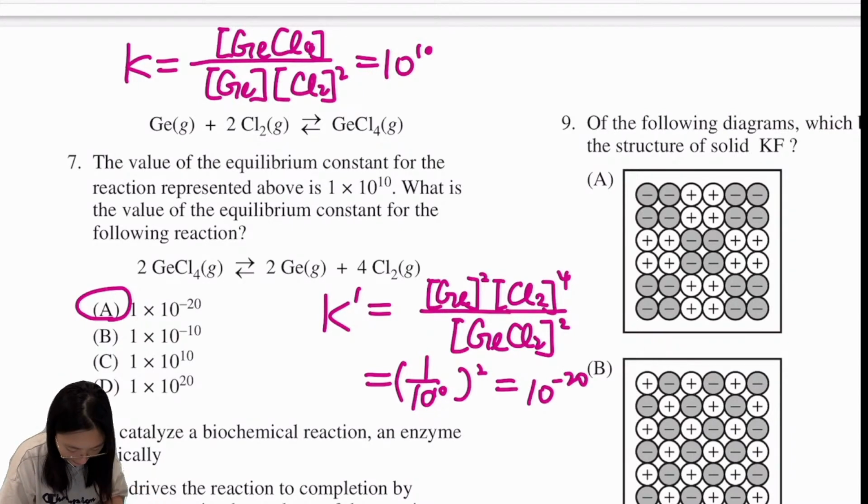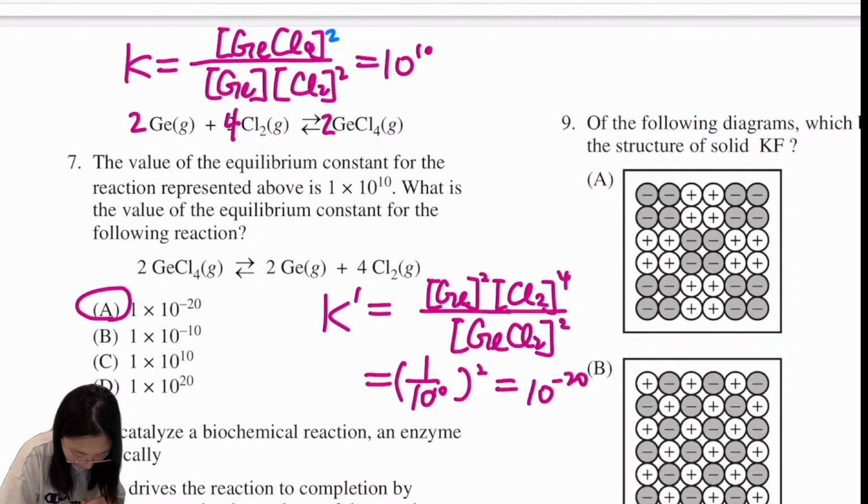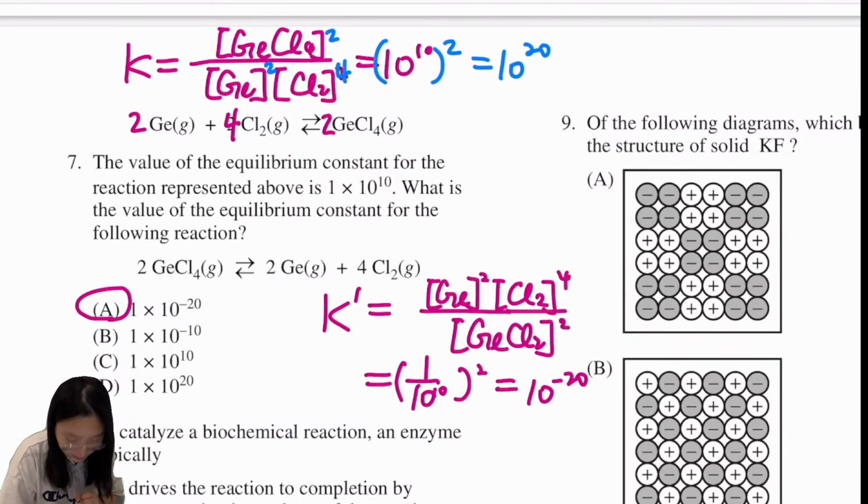Okay, and then let's say first up, you are going to multiply each side by 2. So 2 gallium, 4 chlorine, and then 2 gallium chloride. Now you're actually raising all of the concentrations by 2. So now it becomes 10 to the power of 10 squared, which is 10 to the power of 20.